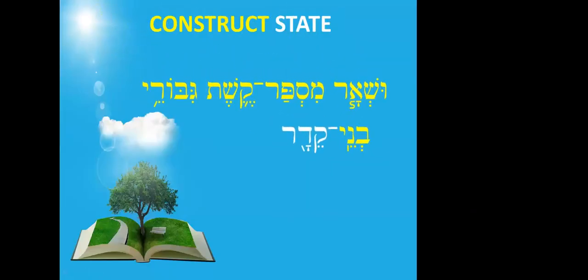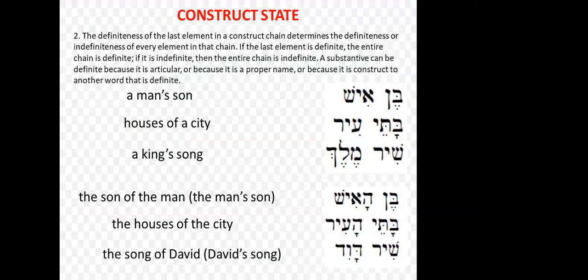Now, Sir, one doubt here. Can you please go to the previous slide? The same example that we were talking about where ish is in the construct state. Why can Ben be in the construct state? Or is it a rule that the first noun is never in the construct state and it is the second noun which is always in the construct state? Is there a rule like that?